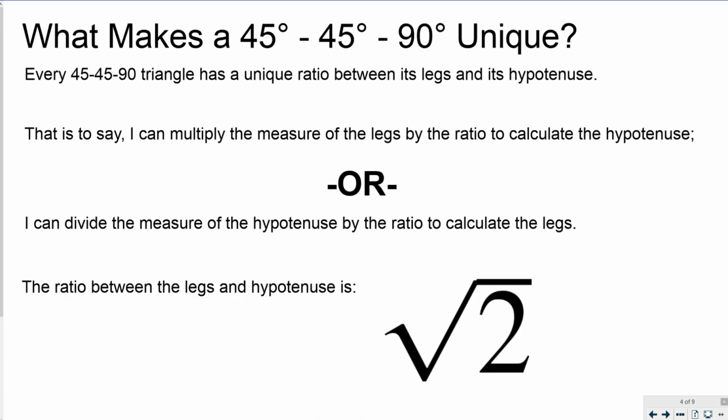So, what makes it so unique? Every 45, 45, 90 triangle has a unique ratio between its legs and hypotenuse. That is, I can multiply the measure of the legs by the ratio to calculate the measure of the hypotenuse, or I can divide the measure of the hypotenuse by the ratio to calculate the legs. The ratio that exists between the legs and the hypotenuse of a 45, 45, 90 degree triangle is the square root of 2, or approximately 1.414.